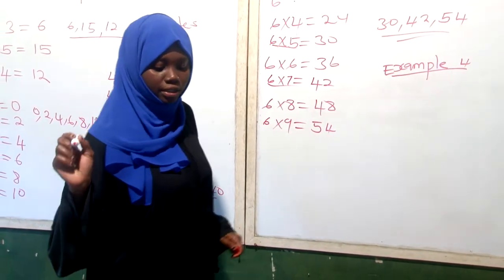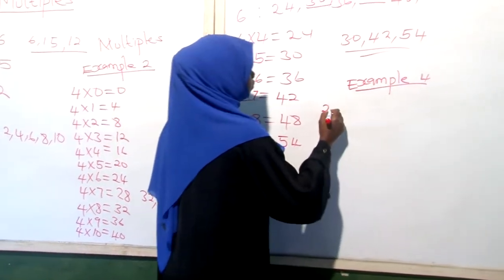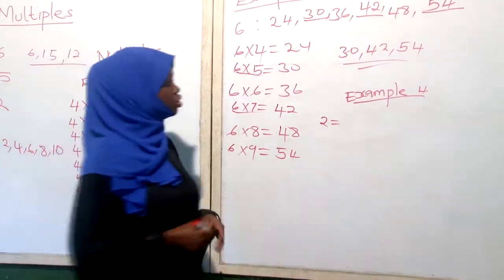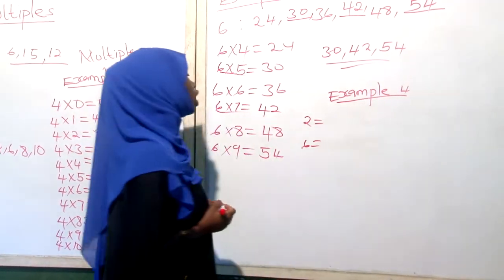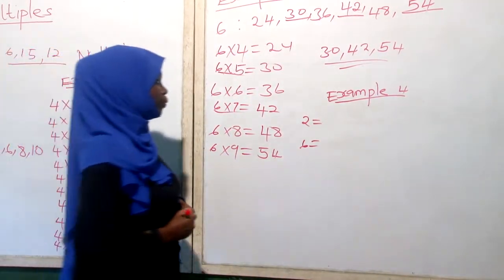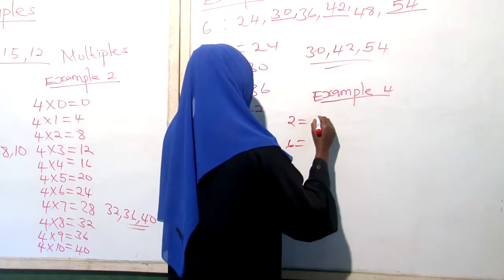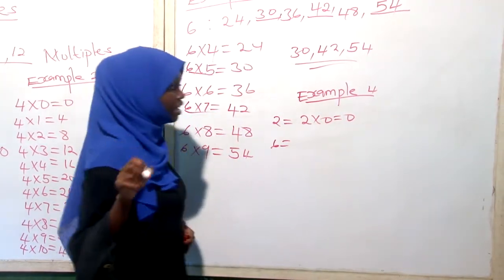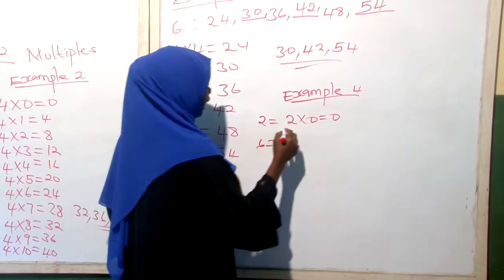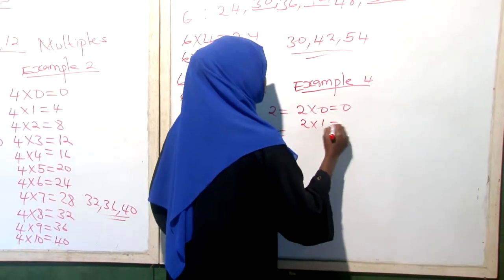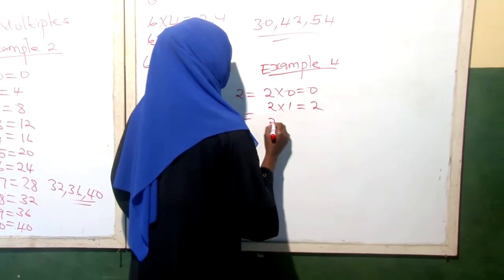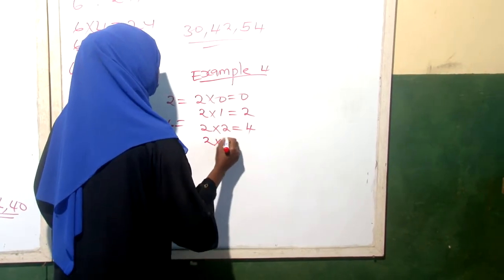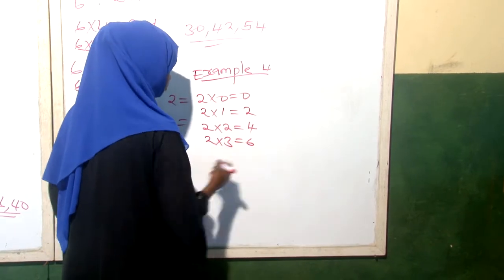So we are going to start with the multiple of 2. We are told to list the first 4. So we are going to start with 2. So the first 4 multiples of 2 will start by 0. That is 2 times 0 will get 0. Remember, I've said any number multiplied by 0 is 0. And then 2 times 1, which will be 2. 2 times 2, which will be 4.